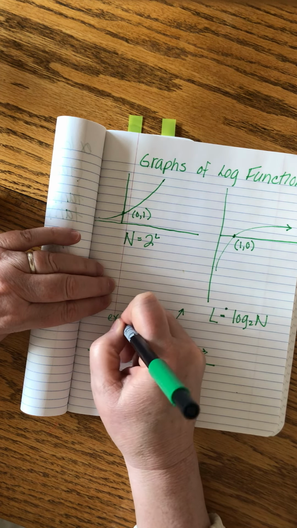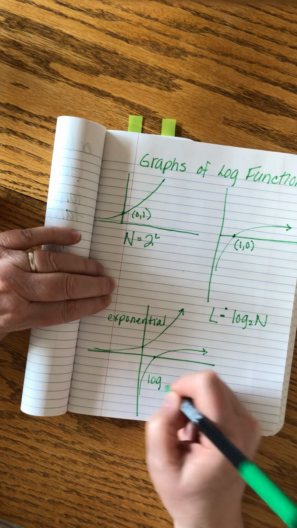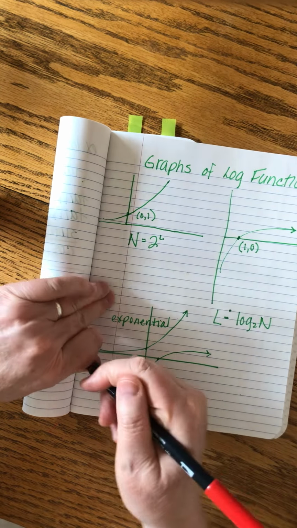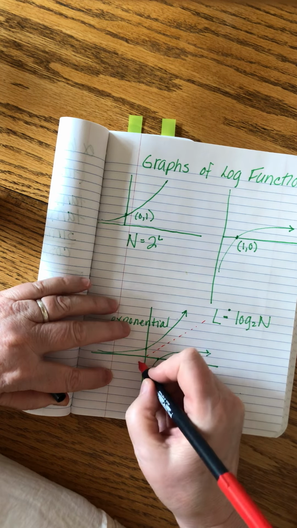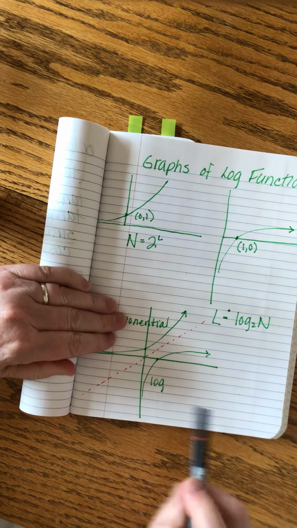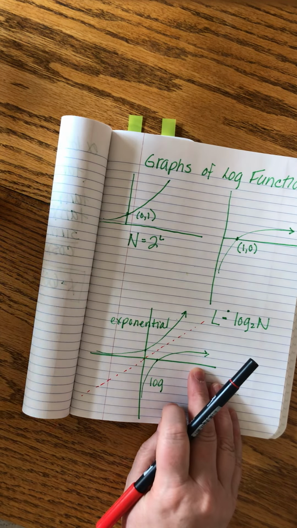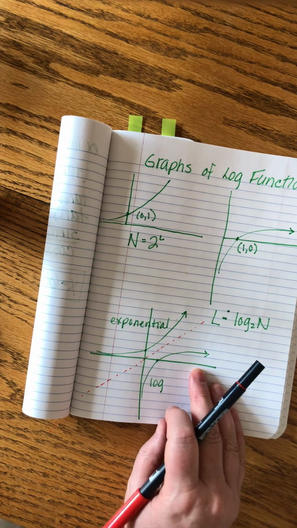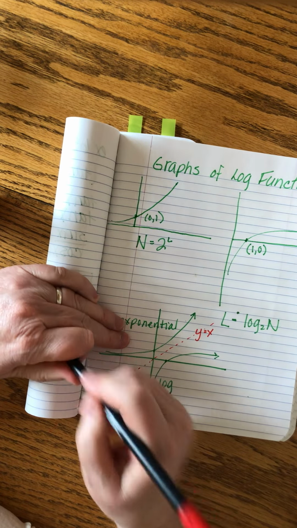This is the exponential function. This is the log function. What happens, if you do it perfectly, and we're going to do it more perfectly in a minute, is they form a symmetrical pattern around the line that goes through the axis. They're mirror images of each other on the line y equals x. That's that red line. Okay?